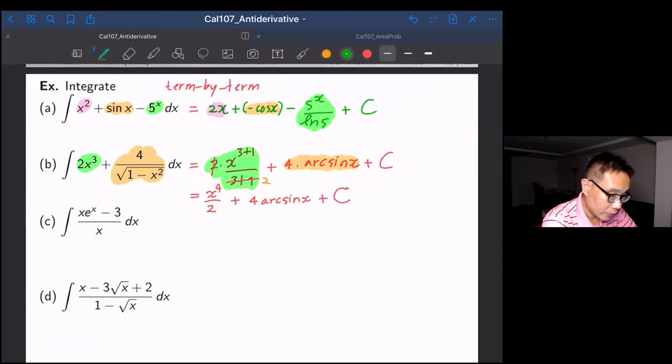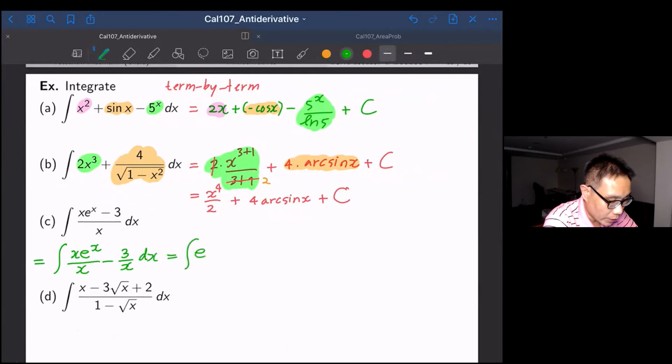The next one, you see that it's going to be a quotient, and we do not have the quotient rule for integration yet, so we're going to simplify this one. Okay, so for this one you may simplify it as integrate e to the x over x minus 3 over x dx. So it's going to be integrate e to the x minus 3 over x dx.